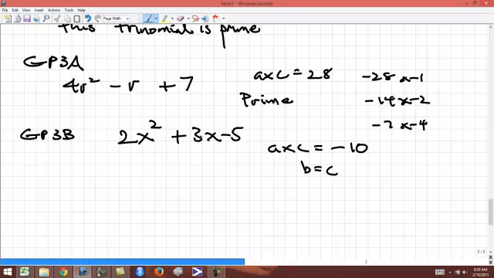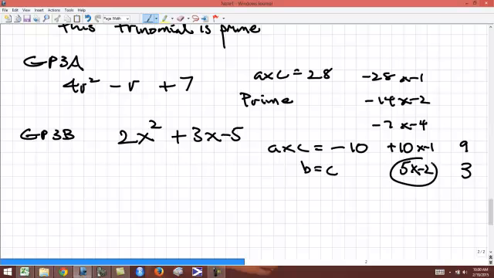So let's look at our factors. Negative 10. We want to use positive 10. We want to end up with a positive number in the middle here. So I'm going to start with the positive number being bigger. Negative 10 times negative 1 is negative 10, and this is 9. And 5 times negative 2 is negative 10, and 5 minus 2 is 3.